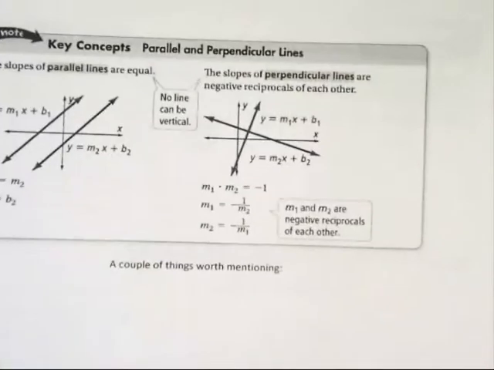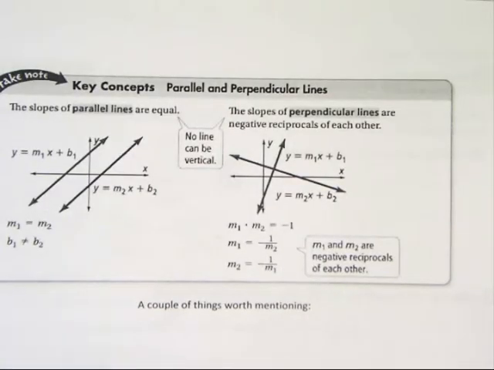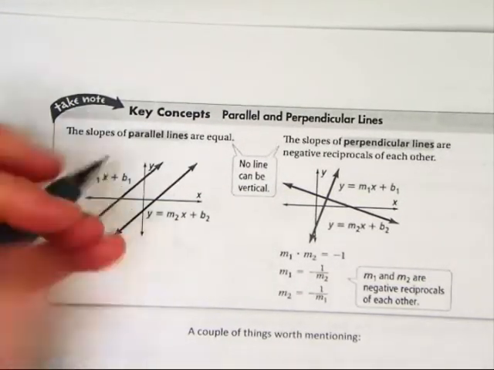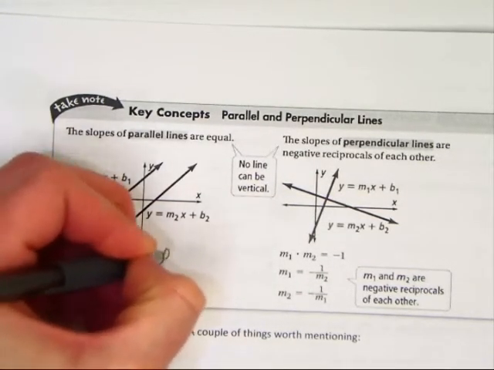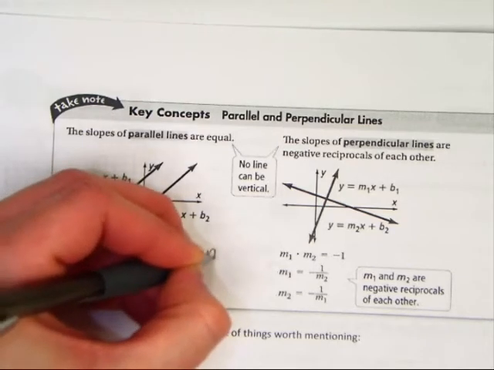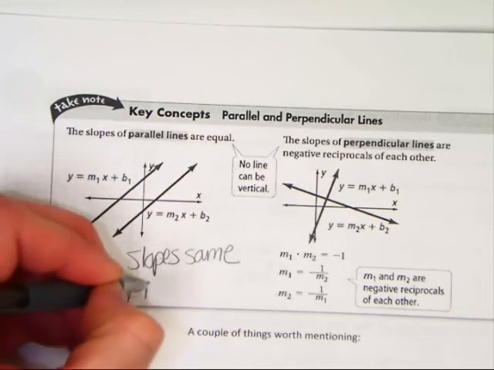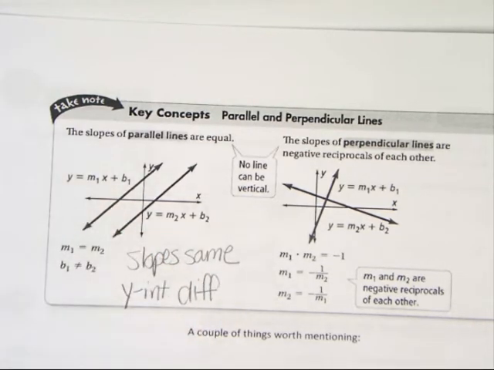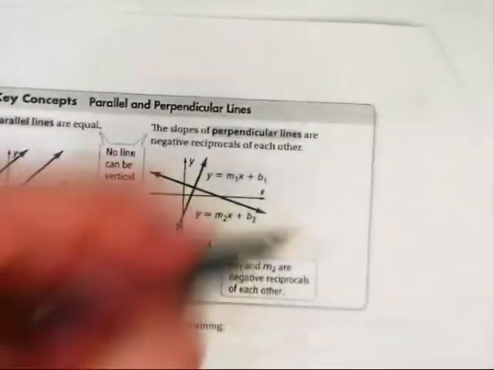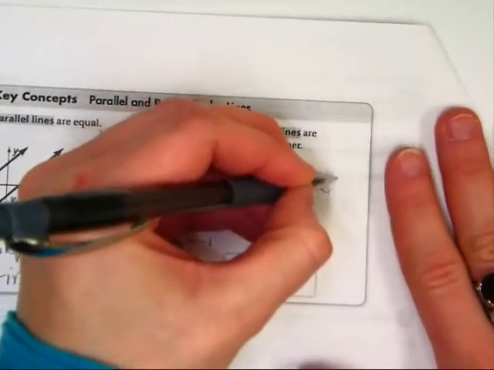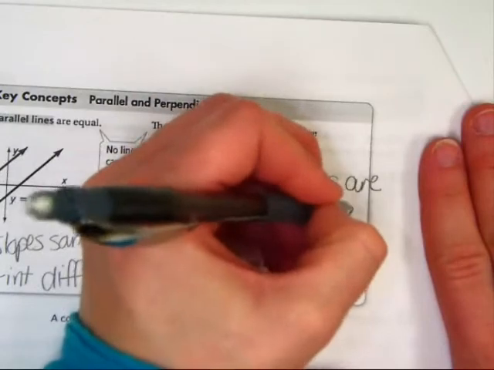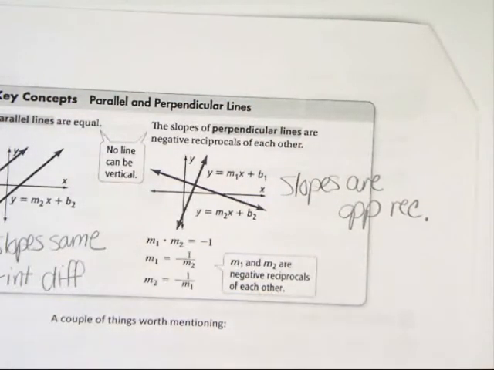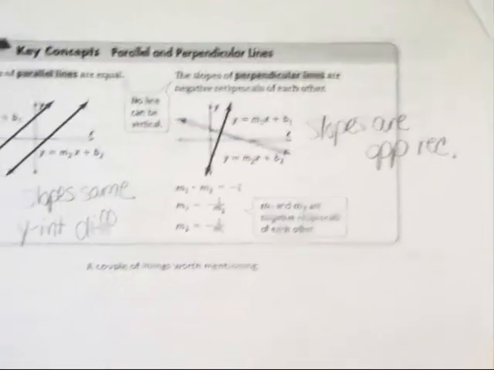Moving on, we're going to talk about parallel and perpendicular lines. Parallel lines look like this. The slopes are the same. Let's write that down. Slopes are the same. The y-intercepts are different. For perpendicular lines, the slopes are opposite reciprocals. So we talked about this a little bit at the beginning of the lesson.